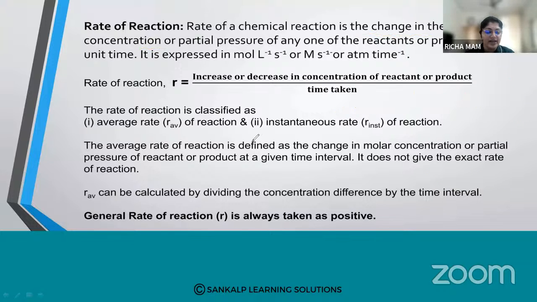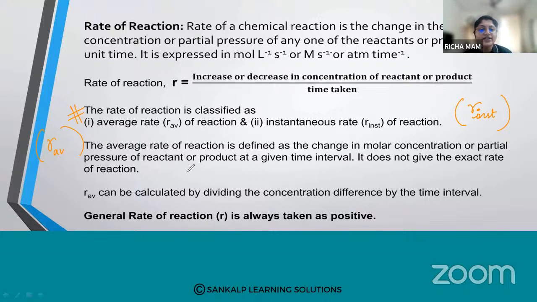Okay. So next we are going to discuss. The rate of reaction is classified as average rate and instantaneous rate. These are the two important rates. The average rate of the reaction is denoted by r average, or RAV, and the instantaneous rate of the reaction is given by r instantaneous, or RI. So what is this average rate?